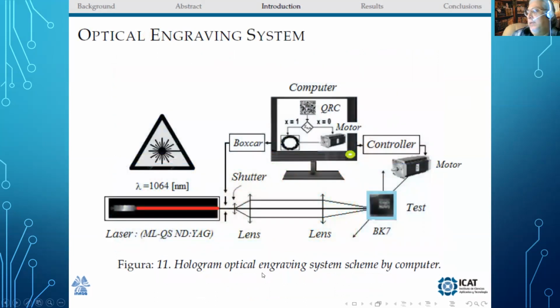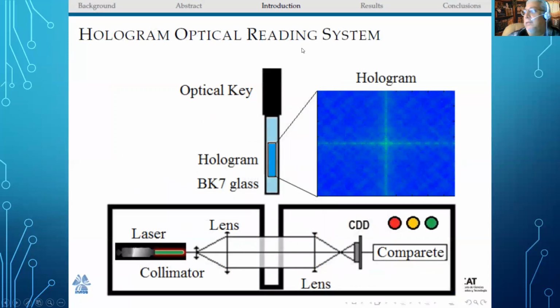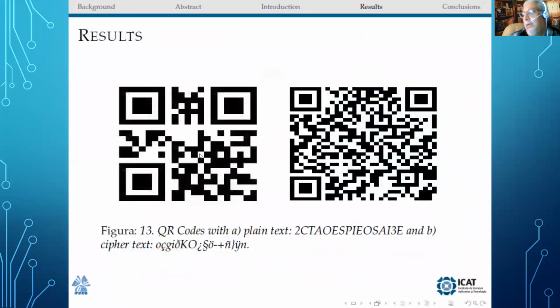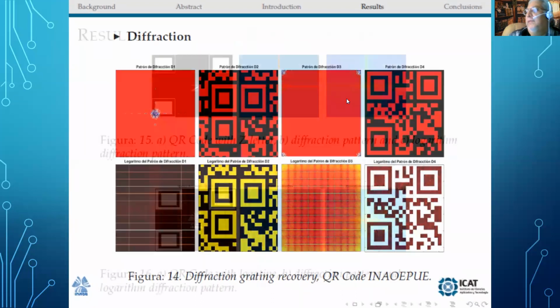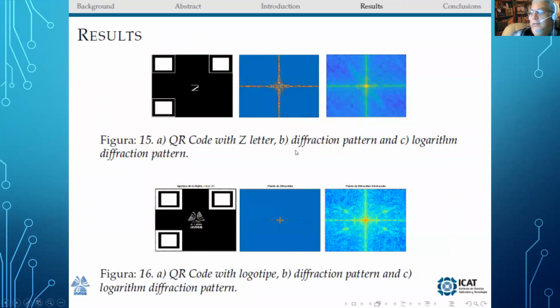This is the hologram optical engraving system scanned by computer. And we have the BK7 plate, and it's automatic. We have an optical reading system with the optical key, with the hologram cipher of the QR codes. Then we have the unencrypted code. The same: if you apply the FFT four times, you recover the original. This is another example, the letter 7, or maybe another frame.